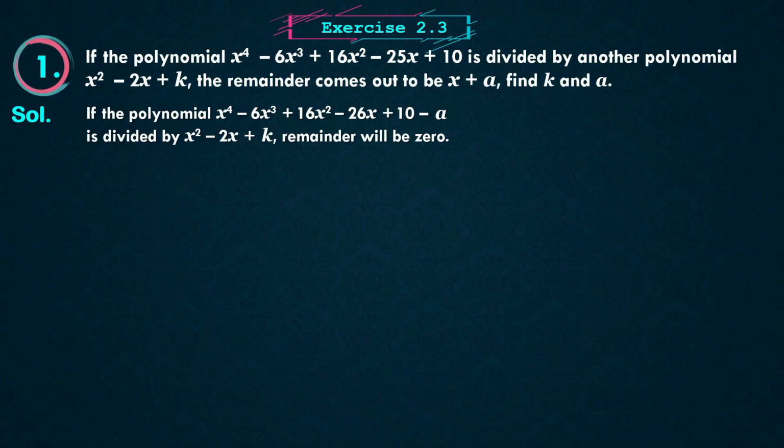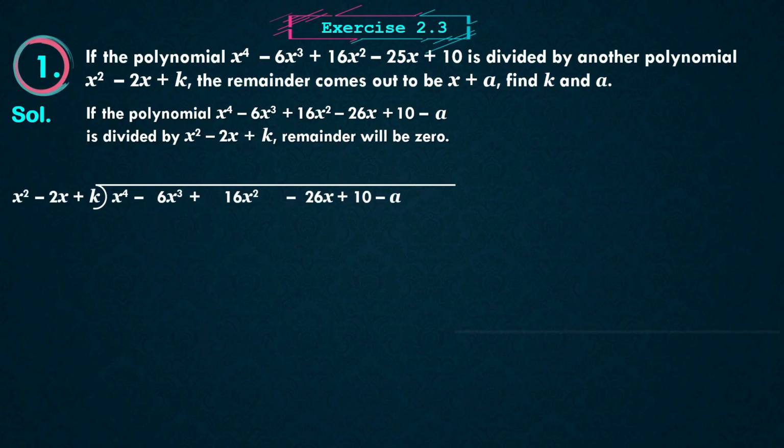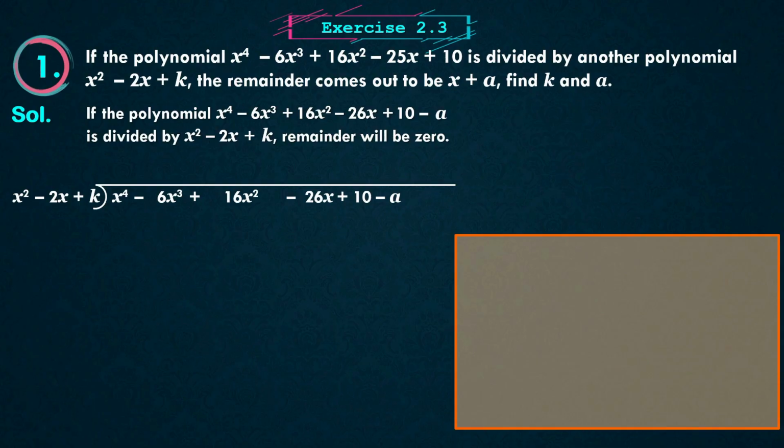Now let us continue solving the question. Earlier we obtained the expression x^4 - 6x^3 + 16x^2 - 26x + 10 - a. This polynomial must be completely divisible by x^2 - 2x + k, because we already subtracted the remainder. So when we divide this expression by x^2 - 2x + k, the remainder must be 0. Now we perform polynomial division.